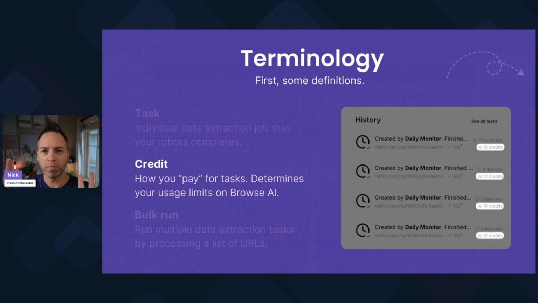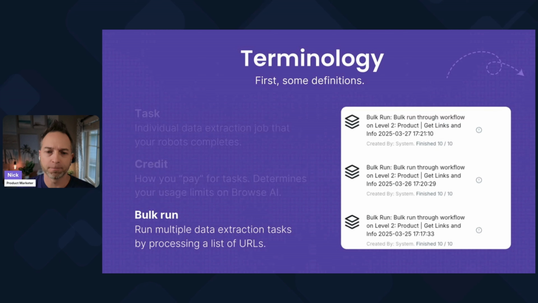Credits are how you pay for tasks. That determines your usage limits on Browse AI. So in this example, 10 credits gets you 100 list items. So for many websites, it's 1 credit gets you 10 list items. It varies anywhere from 8 to 12, depending on if it's a premium site or not, if it takes us more resources, if there's extreme bot detection, things like that. But roughly in your mind, it's 1 credit gets you 10 list items. So that's credits and they pay for your tasks.